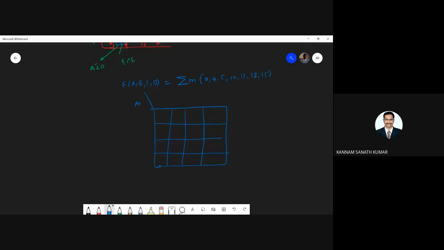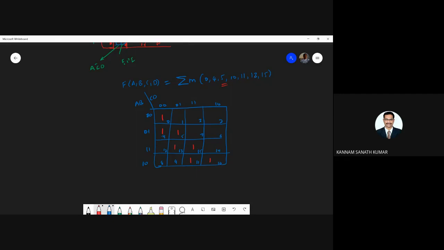So this is nothing but AB, and this is nothing but CD. 0 0 0 1 1 0 1 1 0 0 0 1 1 0 1 1. So 0 1 2 3 4 5 6 7 8 9 10 11 12 13 14 and 15. If you write these terms in this, in 0 1 is there, and in 4 1 is there, in 5 1 is there, and in 10 1 is there, 11, 13 and 15.